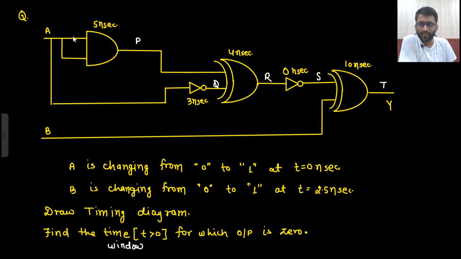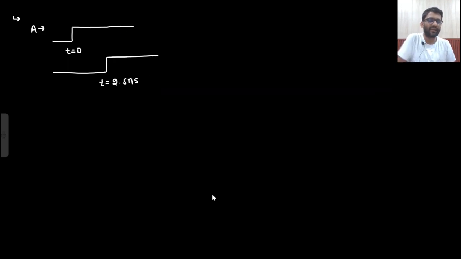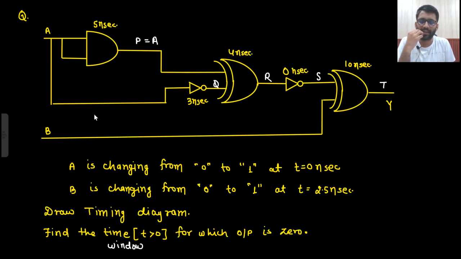So P is A only, because P is equals to A only, no? A into A is equals to A. So P is equals to A, but with 5 nanosecond delay. So this 5 nanosecond delay I can directly show. This is my P.